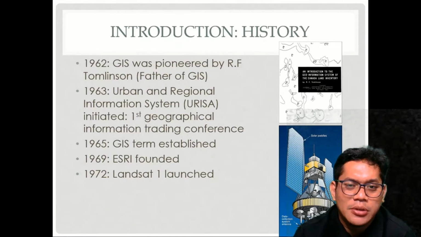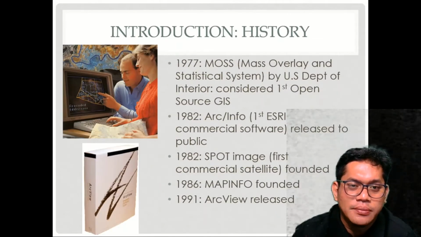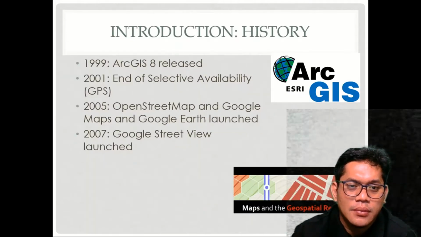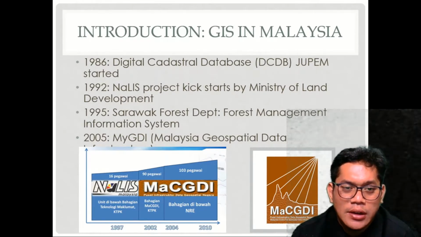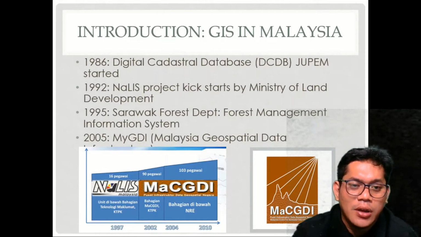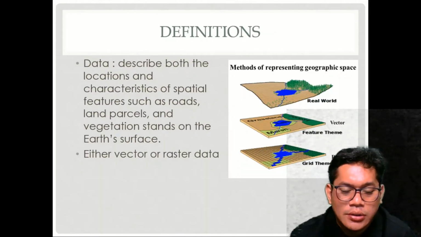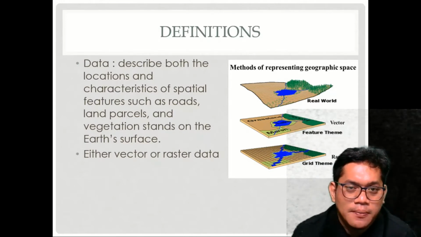So this is a bit of history about the GIS. You can see here, you can see here as well. And for Malaysia, we started in 1986, where JUPEM started to digitalize the cadastral database. Then NALIS came in, MyGDI, and now we have the GDI. Most of the systems now are in GIS.